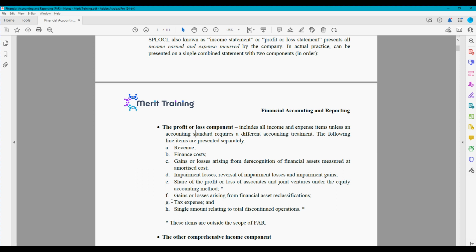Next is the share of profit or loss of associates and joint ventures under the equity accounting method. So similar to what we talked about earlier, where companies can have different levels of ownership. They can be majority owners. They can be joint ventures where it's kind of 50-50, or they can be minority owners, right, where they own a minority. Depending on which one you're classified as is going to impact how you basically consolidate any minority interest in your financial statements and P&L.